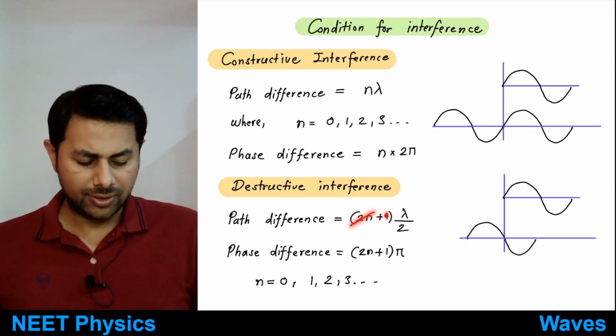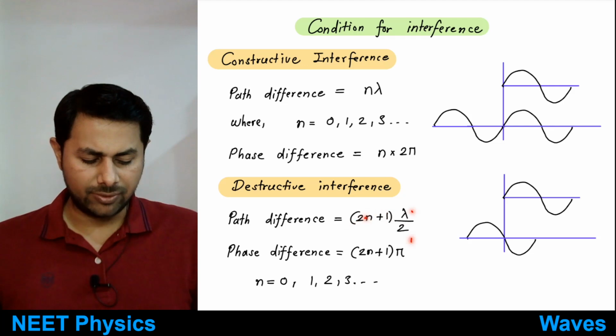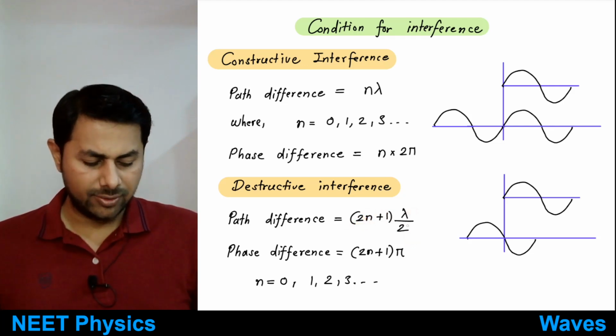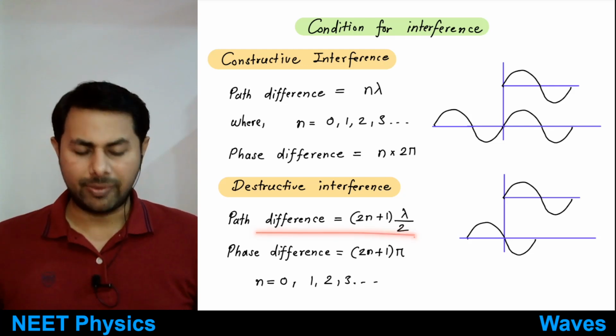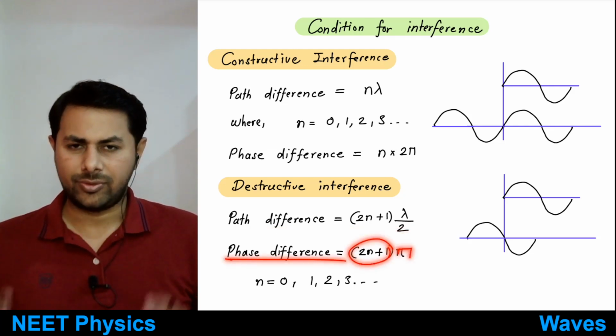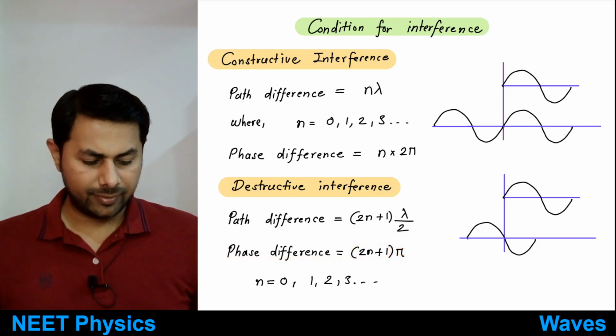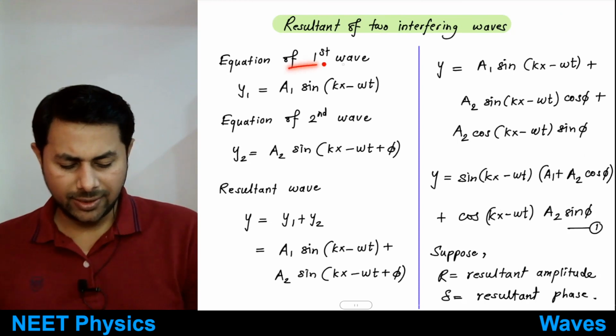If n is 0, this is 1 lambda by 2. If n is 1, this is 3 lambda by 2. If n is 2, this is 5 lambda by 2. So it is an odd multiple of lambda by 2, and the phase difference is an odd multiple of pi, so (2n plus 1) pi, right? This thing is clear.